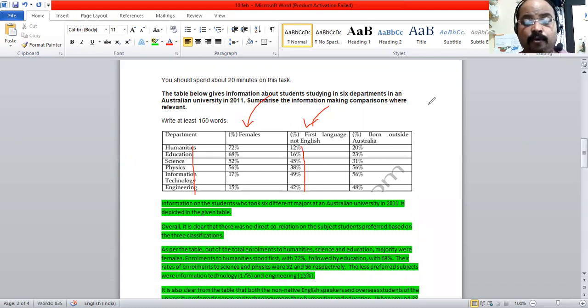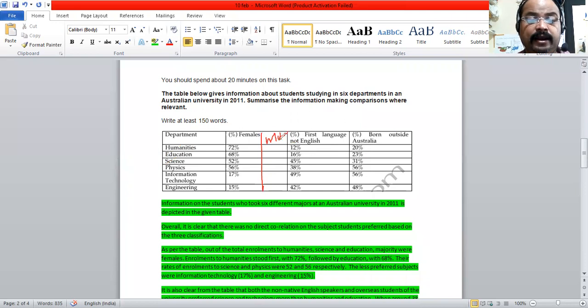This is the second group, and the third group is the overseas students who studied in this particular university and took enrollments in these particular subjects. So you can now relate this to this and this to this directly, because you know that this matter is different. I don't have the percentage of males here.